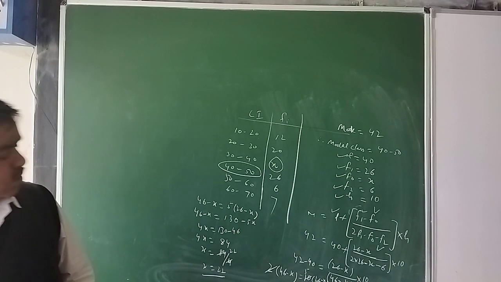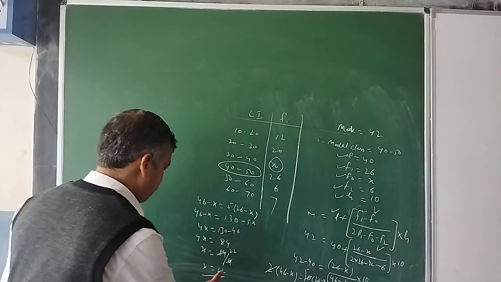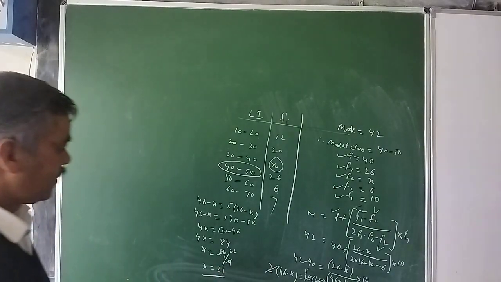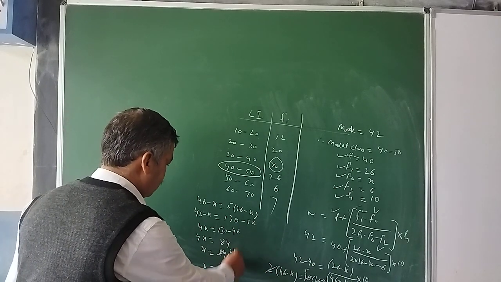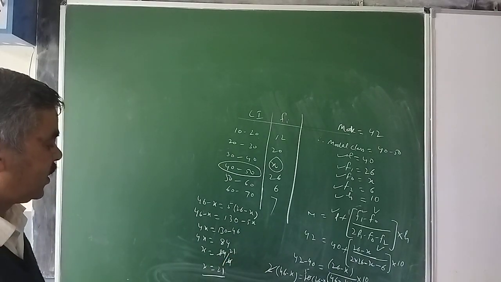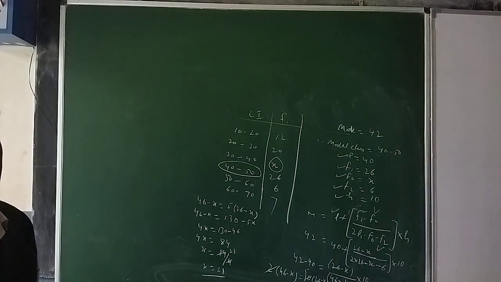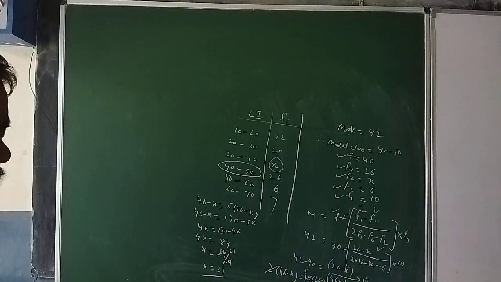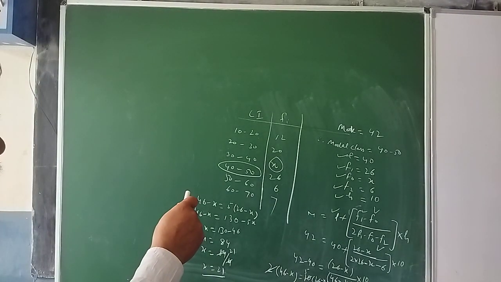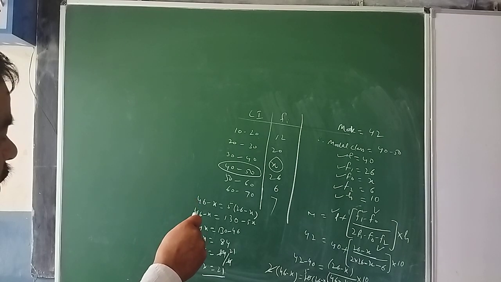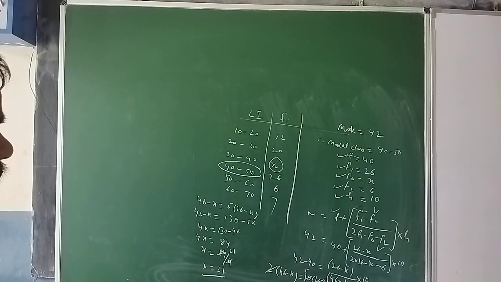So the missing frequency you will be getting is 22. Sorry, this is not 22, this is 21. 21 fours are 84. Then you can keep a check over there. If you replace it by 21, you can check the sum of the frequencies and then calculate the mode, which is given as 42. In that way you can cross check also. Now suppose there are two frequencies which are missing.